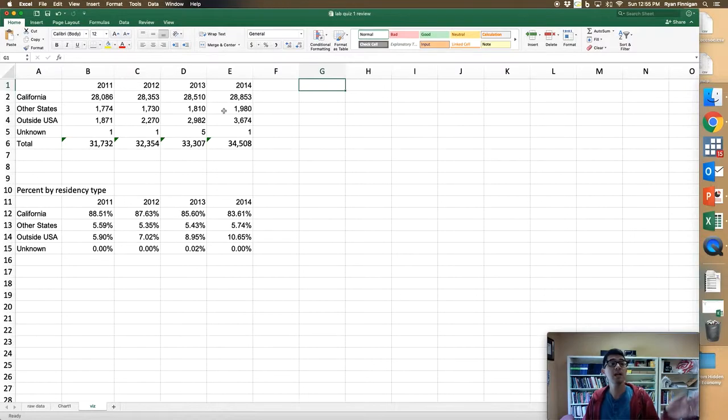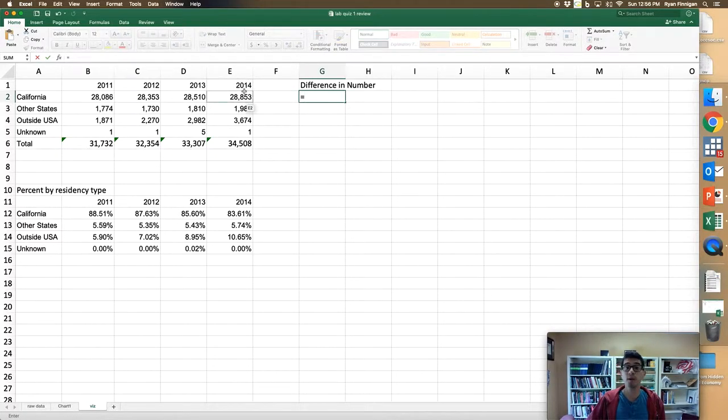We could compare the numbers of students that changed over time, or we could compare the percent change. And those are pretty different comparisons. So let's figure out why they're so different. First, let's just calculate the difference in number. If we just want the difference in number between 2014 and 2011, we just take the number of students in each residency type in 2014 minus the number of students in 2011.